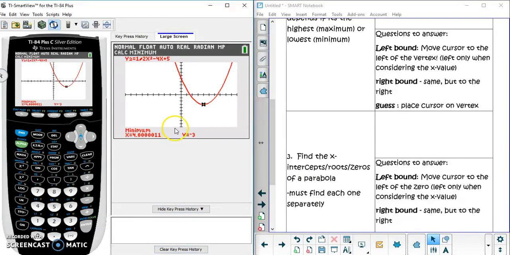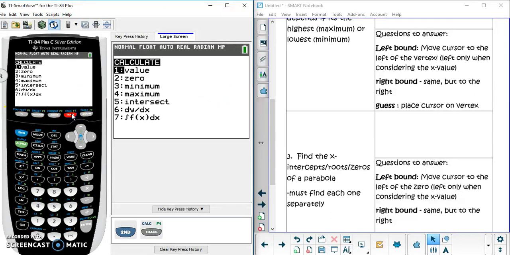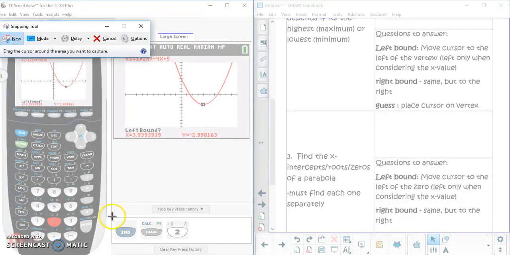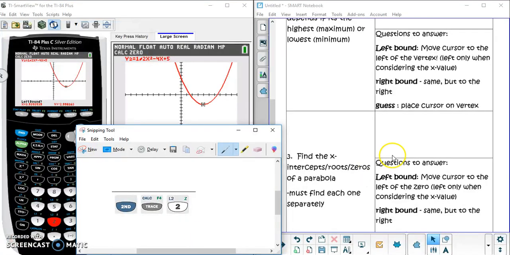So to find the x-intercept, or the roots, which are also called the zeros, again, I'm going to hit the second button, which activates all the blue commands of these buttons. I want to calculate something again. And this is why we need to know our synonyms, because it actually calls it the zero. So for the zero, I'm going to choose option 2. So just copying that into our notes so you can go back and see the buttons if you need it.